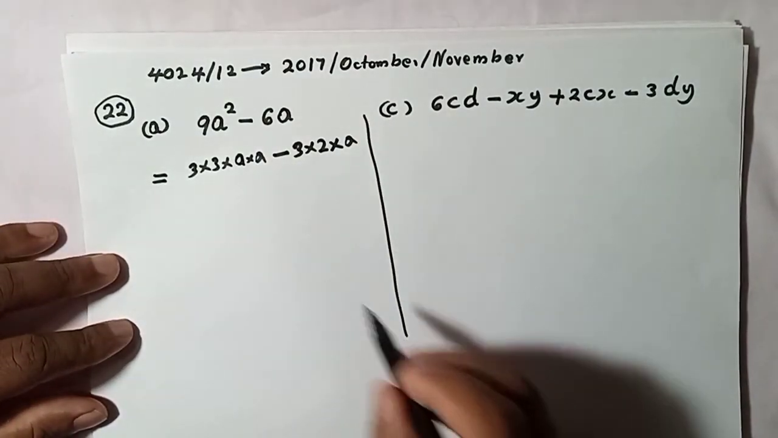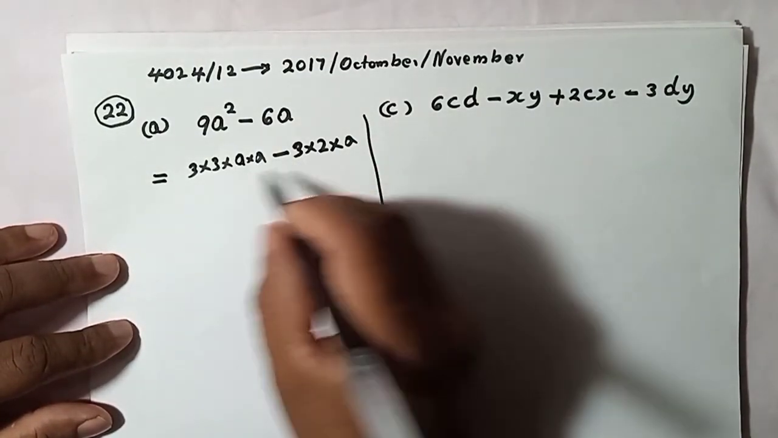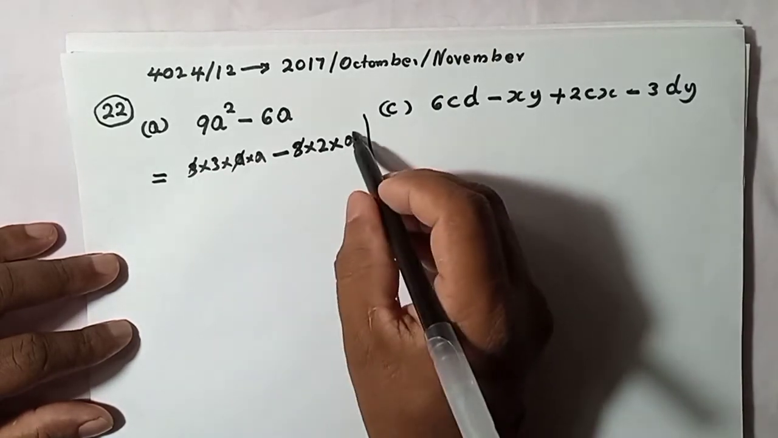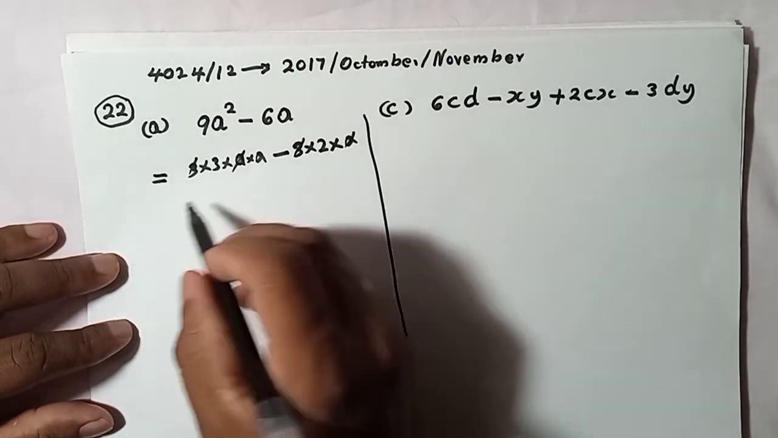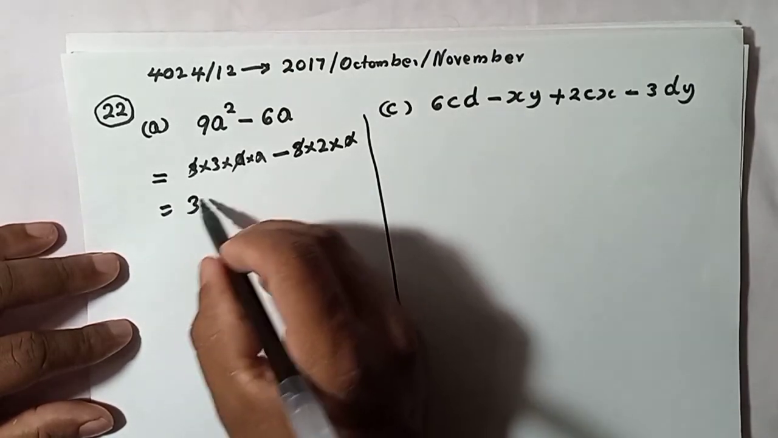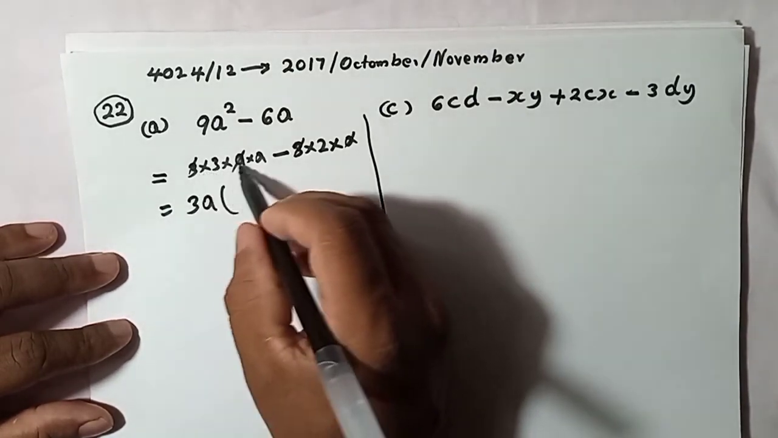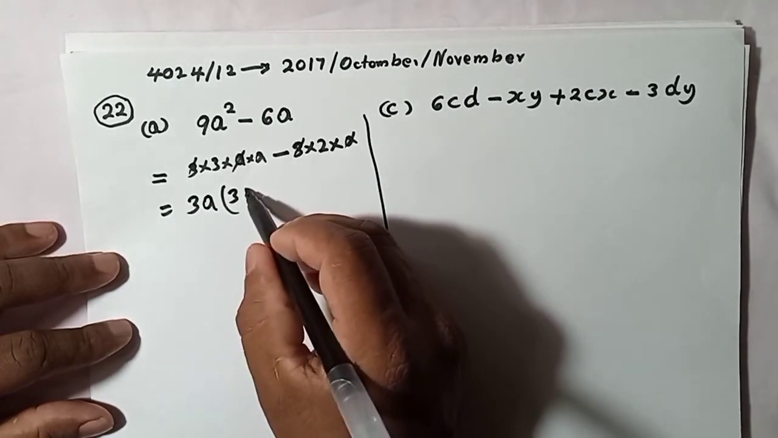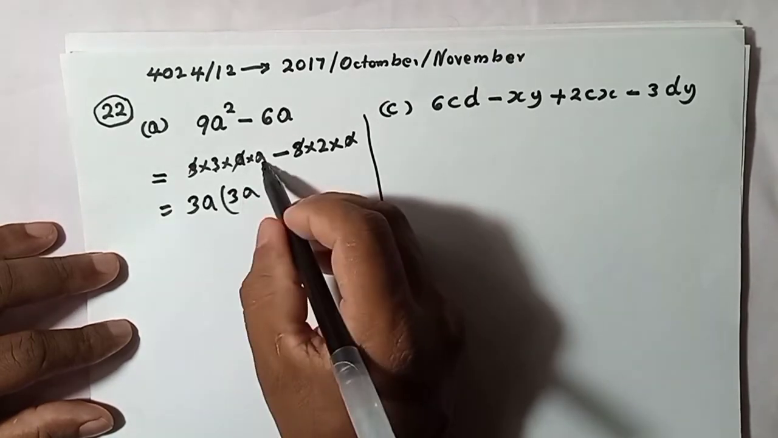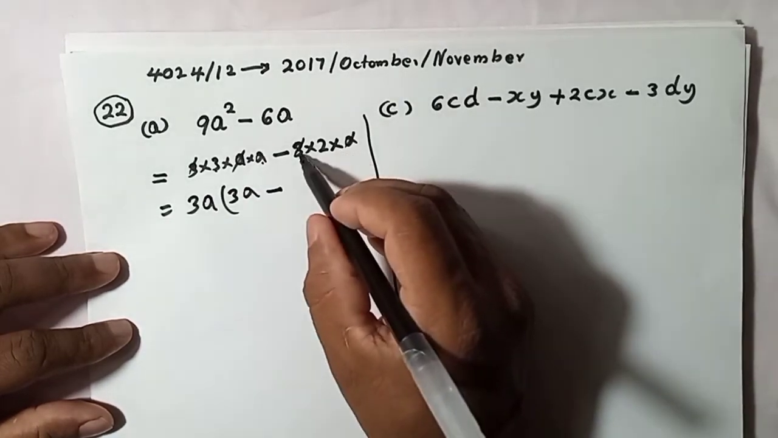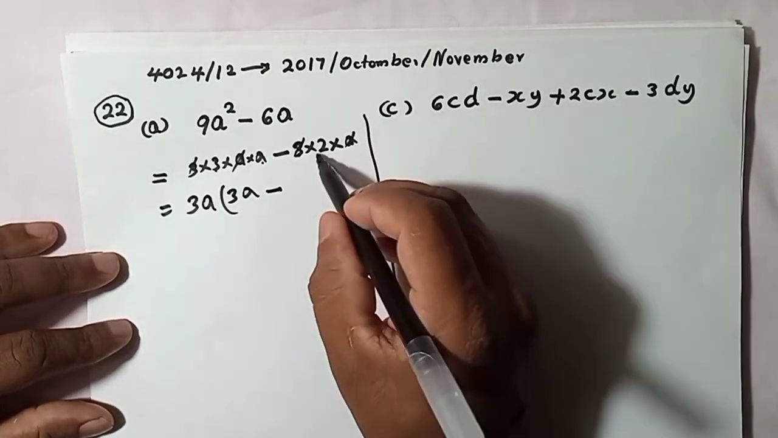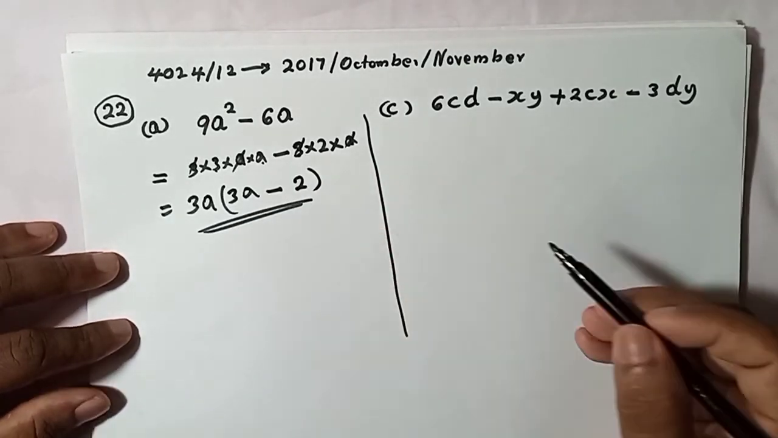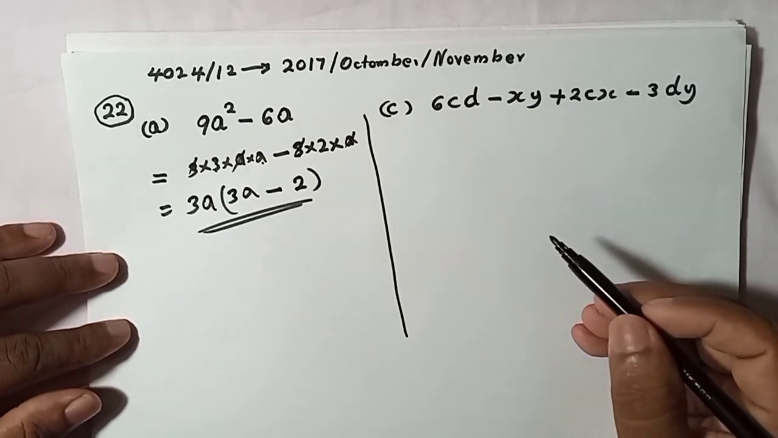Now what is common for both places? 3a, right? Common, so I will get that to outside, 3 and a. Then if I get 3 and a to outside, here the remainder is another 3 and a, like this 2, right? This 2, then minus sign. If I get 3 and a to outside, here the remainder is just 2. So this is the answer for that part A.